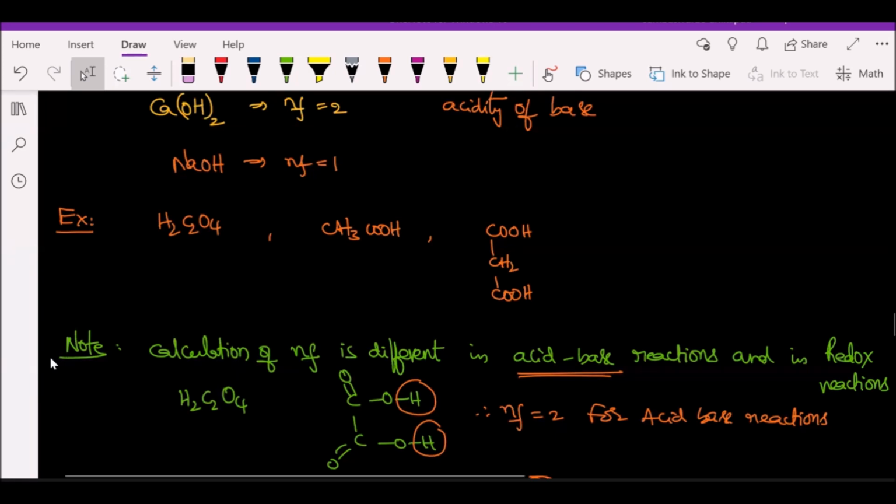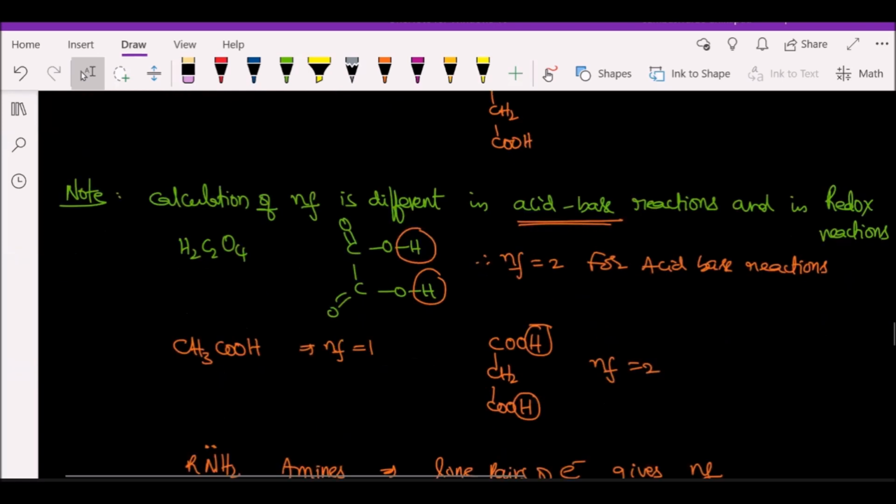So compulsorily, if you have doubt about the point given, please get clarity, because those who have clarity can feel which are redox and which are acid base. If hydrogen is participating, that is an acid base reaction. If oxidation number is participating, that is a redox reaction. And CH3COOH I gave here, that is N factor 1, because we have only one replaceable hydrogen. And the last one is a dicarboxylic acid, commonly called malonic acid, and the N factor is 2.